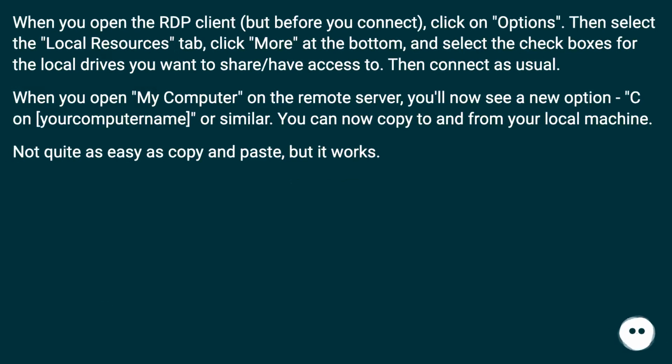When you open the RDP client, but before you connect, click on Options. Then select the Local Resources tab, click More at the bottom, and select the check boxes for the local drives you want to share or have access to. Then connect as usual. When you open My Computer on the remote server, you will now see a new option, your computer name, or similar. You can now copy to and from your local machine. Not quite as easy as copy and paste, but it works.